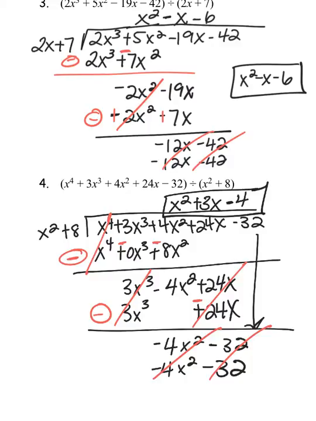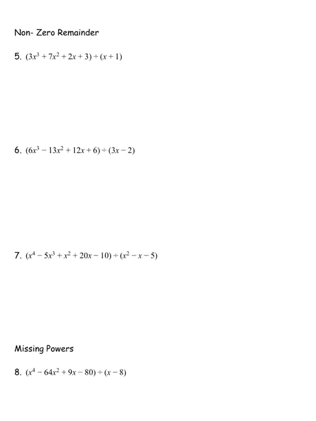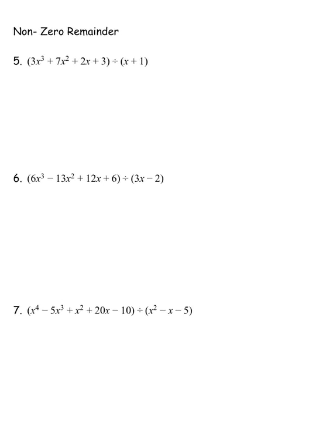So those are the ones with a zero remainder. Now we're going to do ones, I'm sorry, I said missing terms, I meant with a zero remainder. These are now non-zero remainders, all right? So let's do it again.